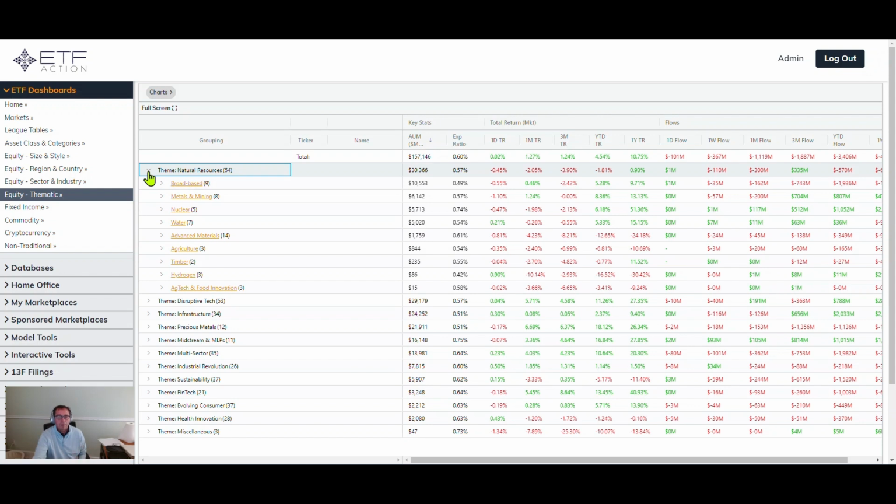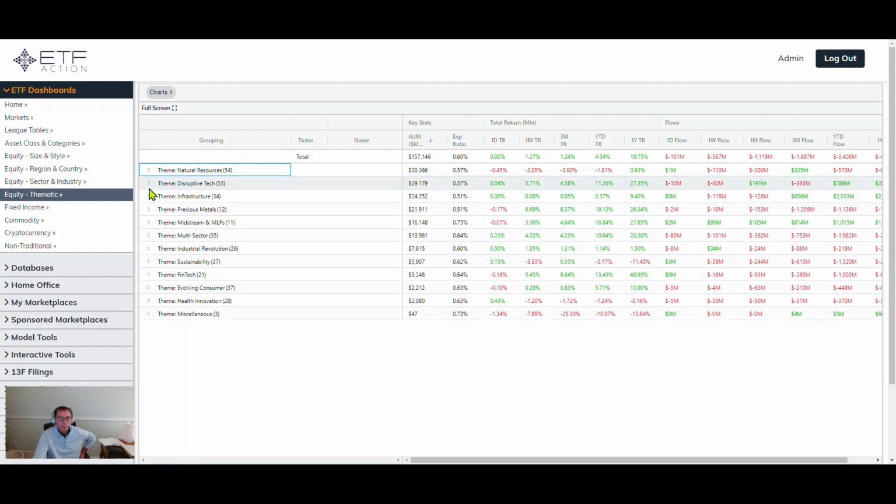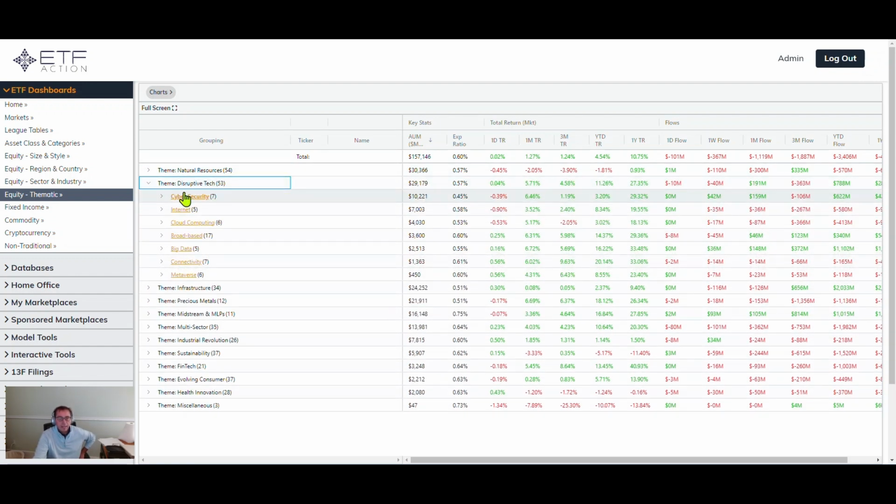For example, if I'm looking at natural resources, it's broken down into 54 natural resources funds, but if I open it up, you can see there's 9 broad-based natural resources, 8 metals and mining, 5 ETFs focused on nuclear, which really fall into natural resources because of their high allocation to energy, materials, etc. And I could go through each and every one of these: disruptive tech, cybersecurity, internet, cloud computing.